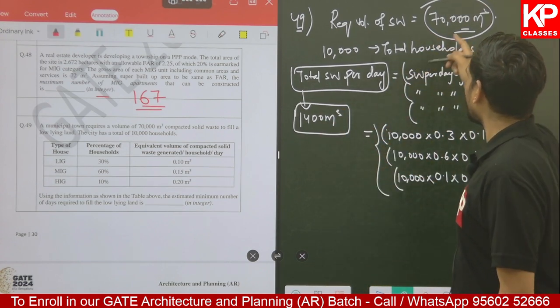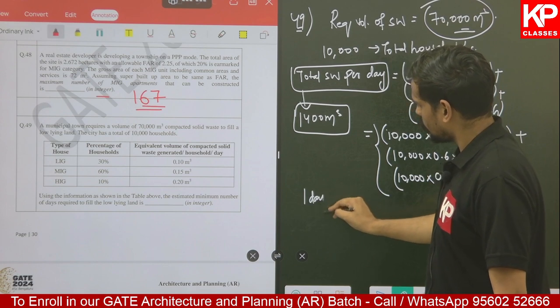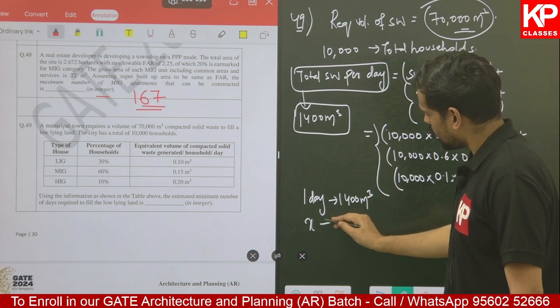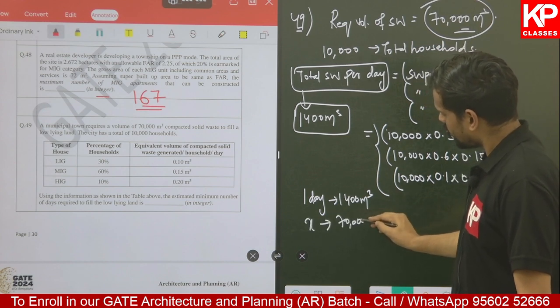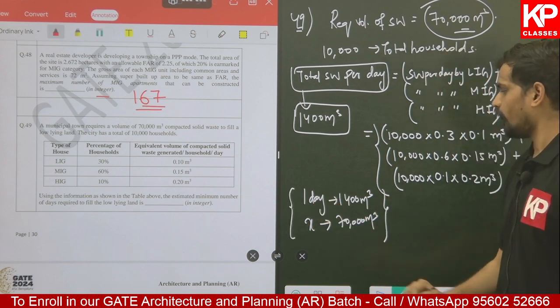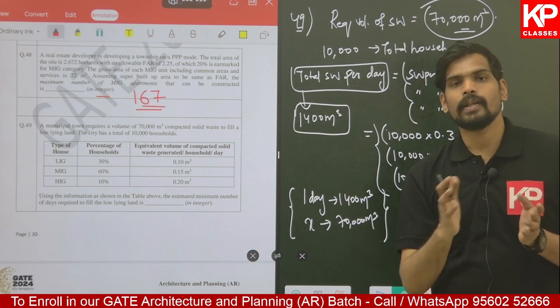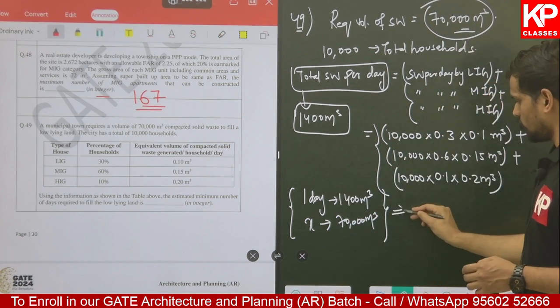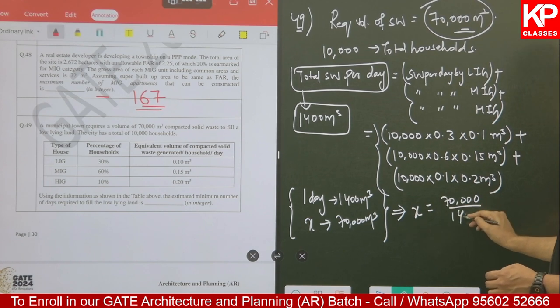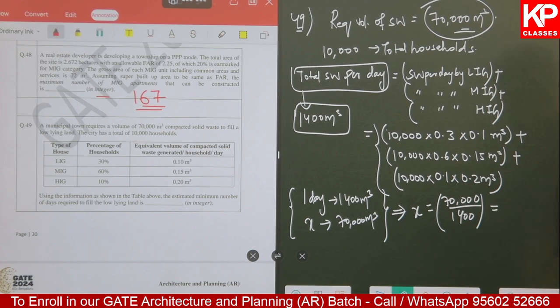What is the total requirement? So in one day, the town is able to generate 1,400 cubic meters. How many days will it take to collect a total of 70,000 cubic meter and fill the low-lying land? That is the unitary method. If the cost of one book is 1,400, how many books can you buy from 70,000 rupees? So this implies x will be 70,000 divided by 1,400. So how much is that coming out to be? You can use your calculators and do it. 70,000 divided by 1,400, you should get the answer as 50.